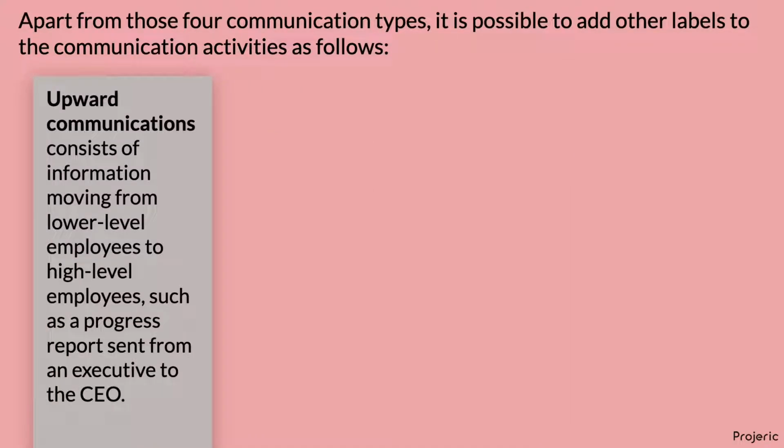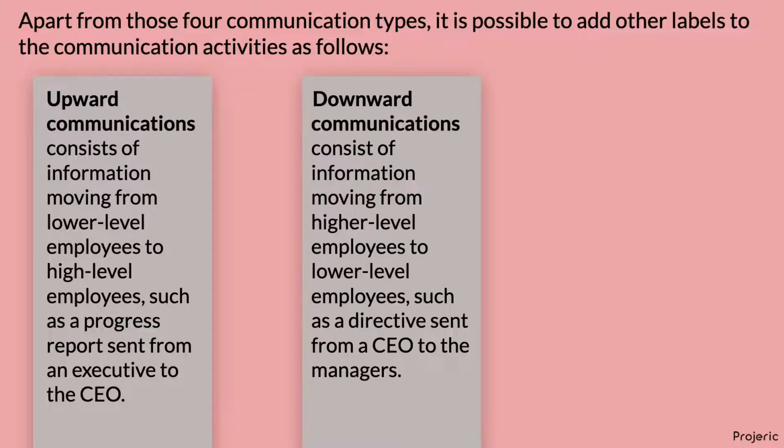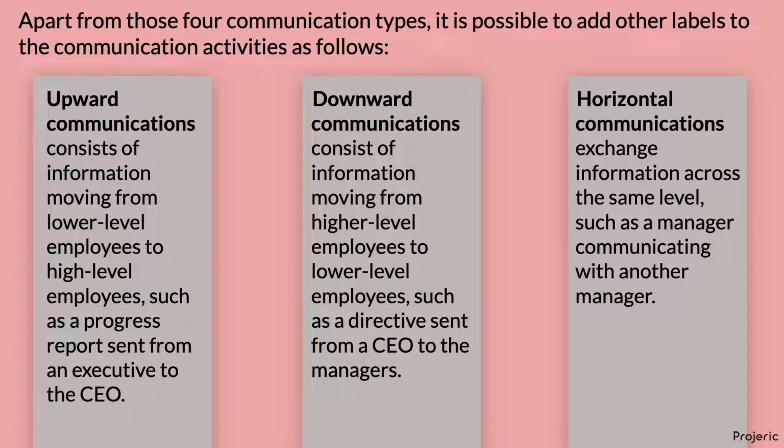Upward communications consist of information moving from lower-level employees to high-level employees, such as a progress report sent from an executive to the CEO. Downward communications consist of information moving from higher-level employees to lower-level employees, such as a directive sent from a CEO to the managers. Horizontal communications exchange information across the same level, such as a manager communicating with another manager.